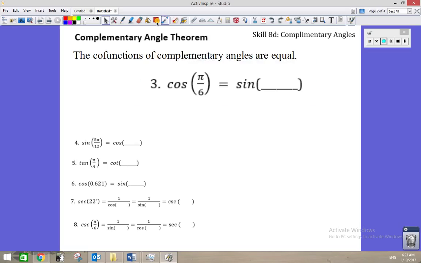Pi over 2 is equivalent to 90 degrees in radian measure. Pi over 6 radians is equivalent to 30 degrees, and 90 minus 30 is 60 degrees, and that's pi over 3. Now, if you don't have that memorized, then multiply this by 3 over 3, and you get 2 over 6, and 2 over 6 reduces to 1/3, so this is pi over 3.